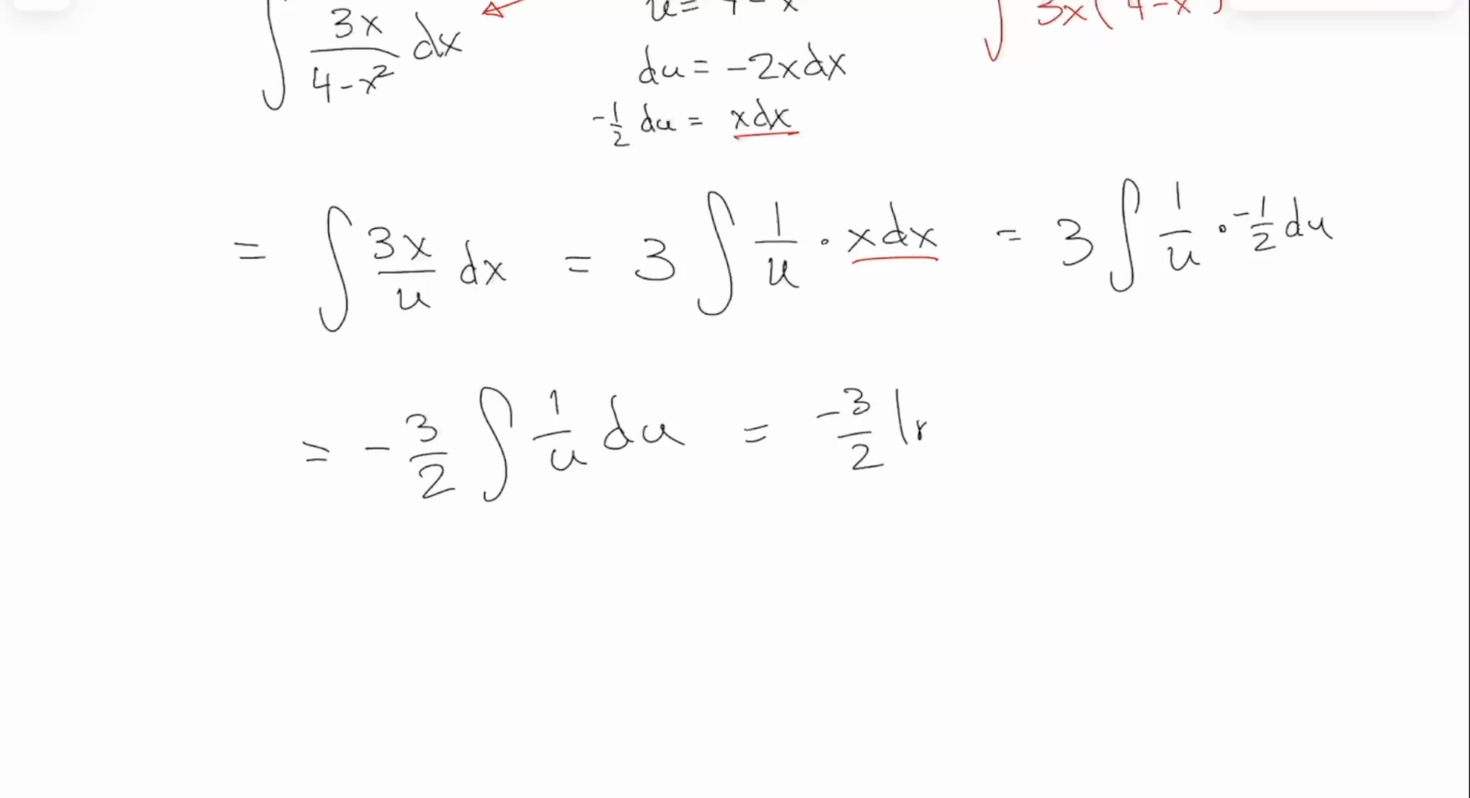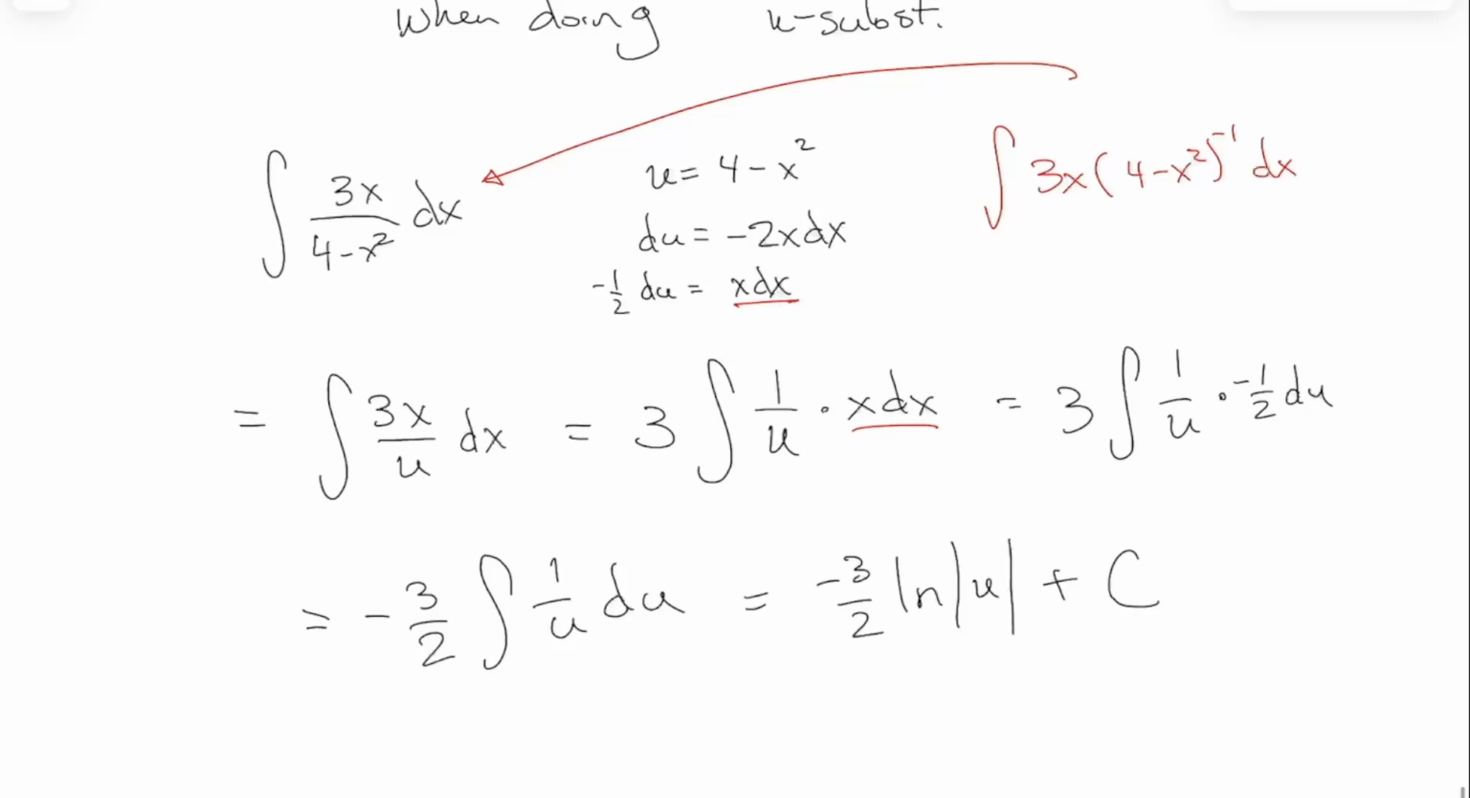It is natural log of absolute value of u plus c. I'm always going to put the absolute values in there, and technically they should be there. Wait, so you don't do the antiderivative, or do you? I do. That was this step right here. Oh, okay. 1 over u turns into ln absolute value u. That's the antiderivative. Yep.